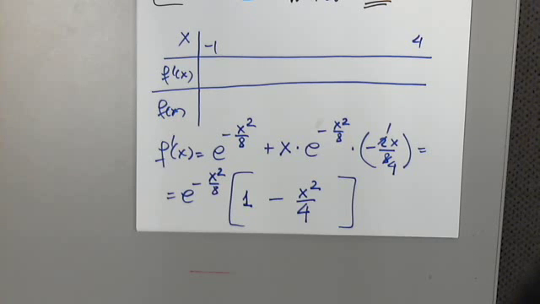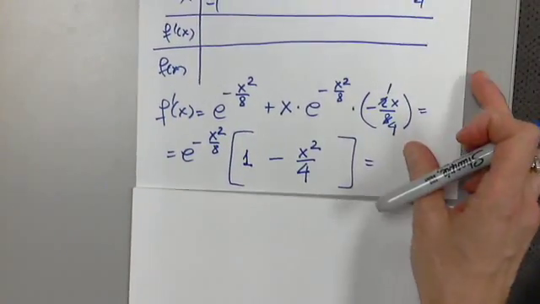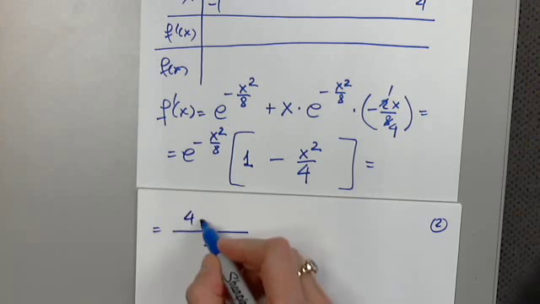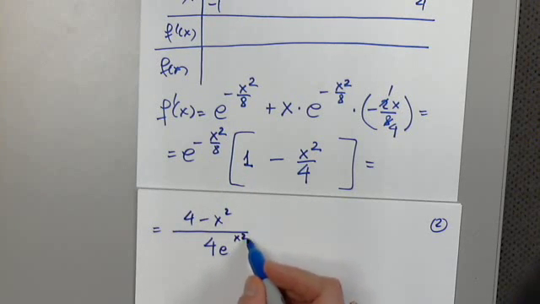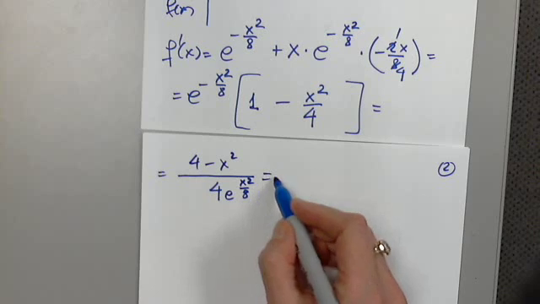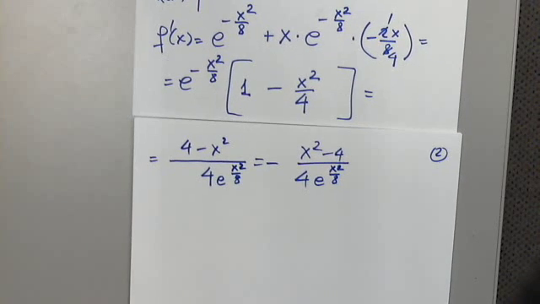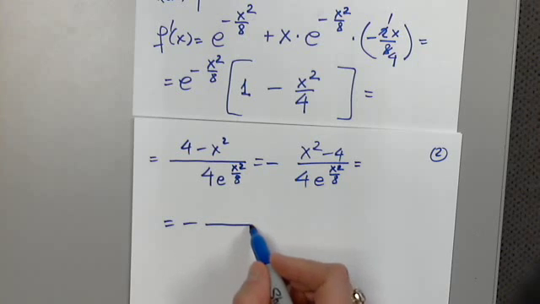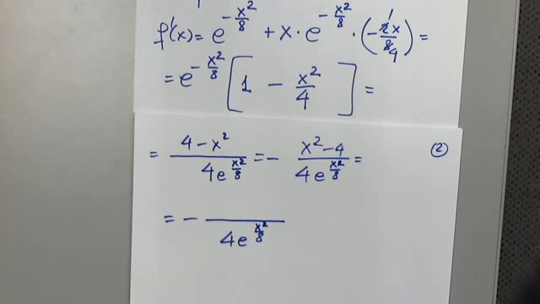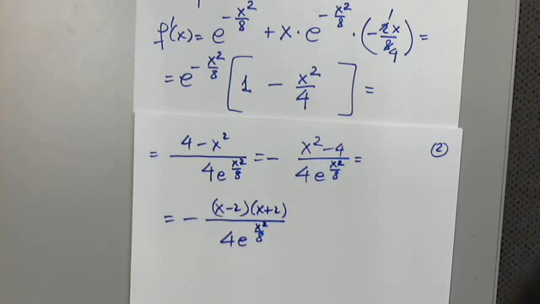Is this clear, everyone? Okay, so now I have to find the least common denominator, which is 4. And I have 4 minus x squared. And now I can bring this down. Yes, I will factor out negative 1, and I will factor the numerator. How? Good. X minus 2 and x plus 2. Perfect.